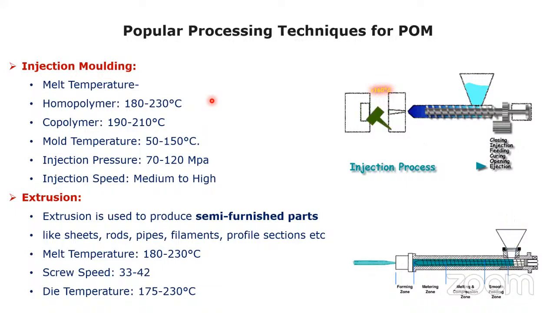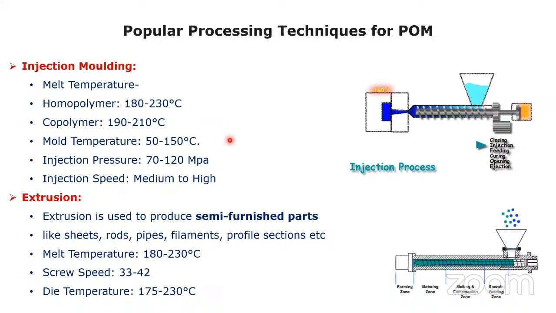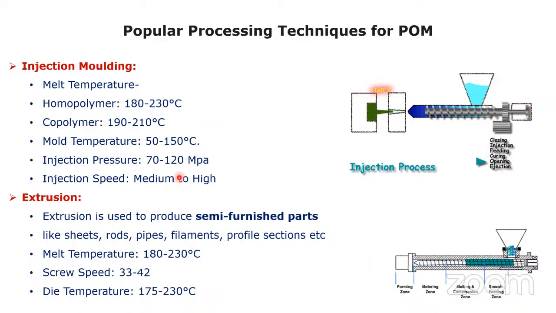Those are the processing parameters required for injection molding of polyoxymethylene. The second technique to process polyoxymethylene or polyacetal is the extrusion process. So what do you mean by extrusion process here?